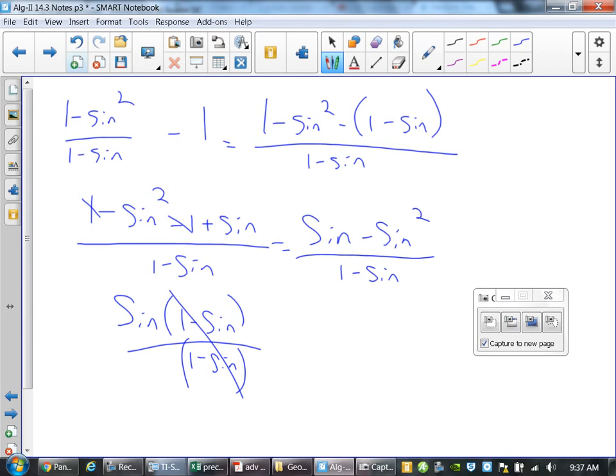Is there like an easier way to do that? Another way to do it? Yeah, that's easier. The one that you showed us, where you just did 1 minus sine, 1 plus sine over 1 minus sine. I forgot about that. Yeah, or you do it this way. Thanks for reminding me.